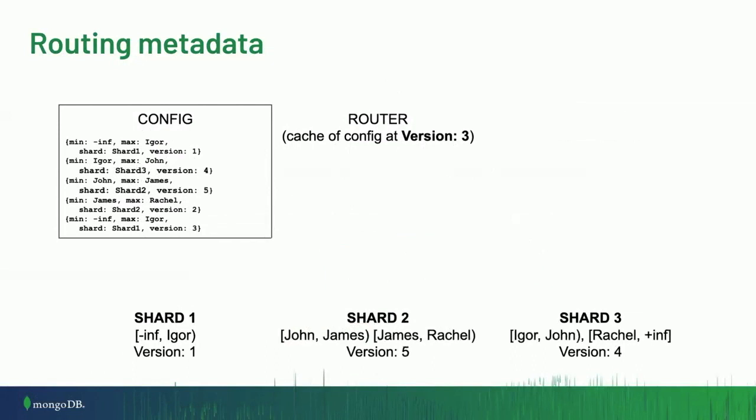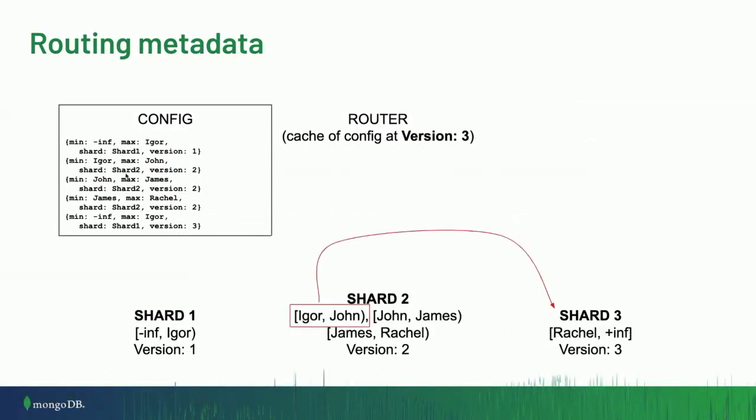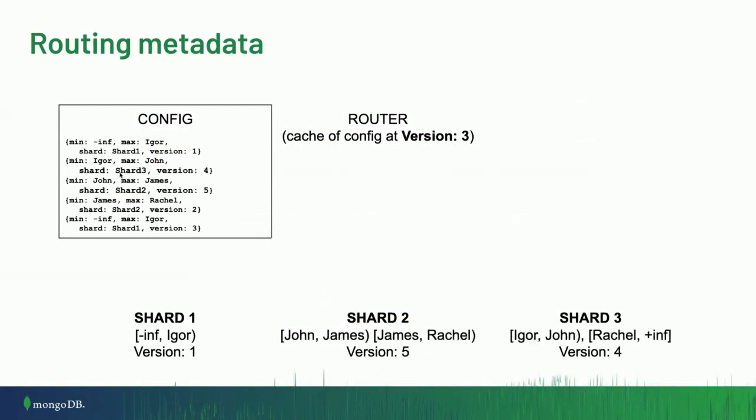Now when the move completes, if you notice here, the range on shard 2, which hosts Igor to John, got changed to shard 3. And its version got bumped to 4 because we modified that entry. And we also bumped the version of shard 2 to 5 in order to indicate that something changed there also, because it no longer owns something.